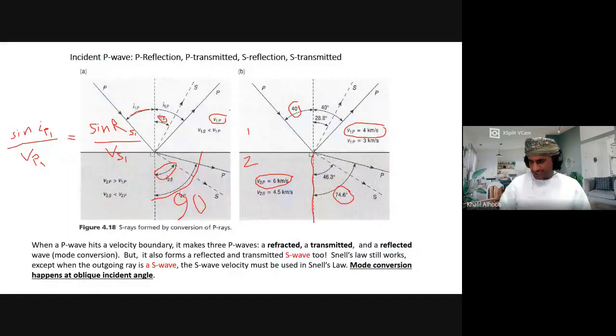So is it clear what I said? Do you have any questions so far? By the way, a P wave generates S waves only at oblique angles.